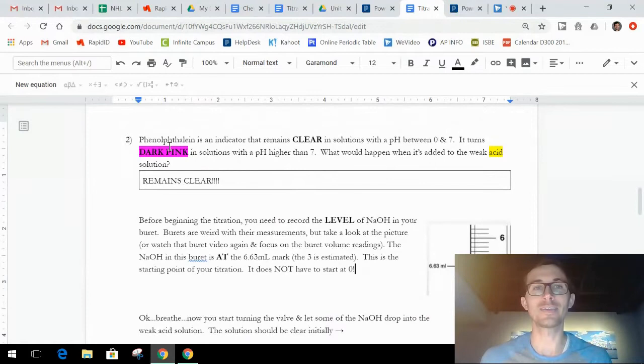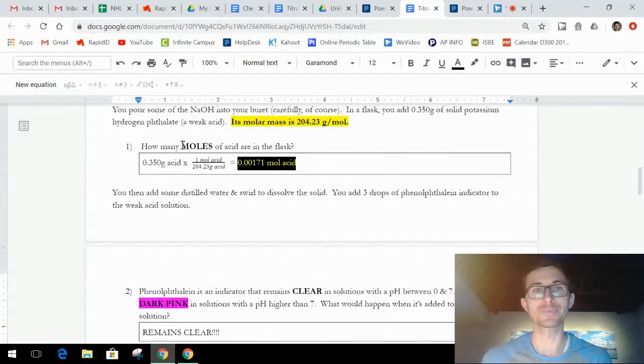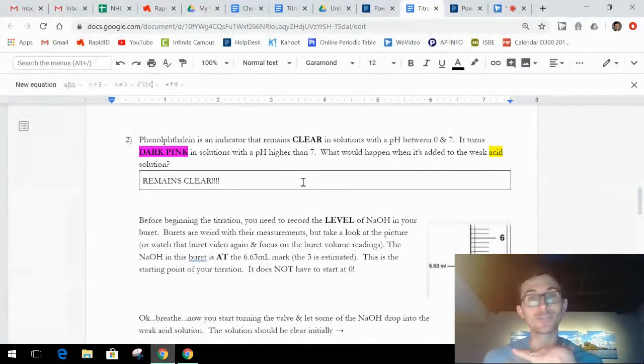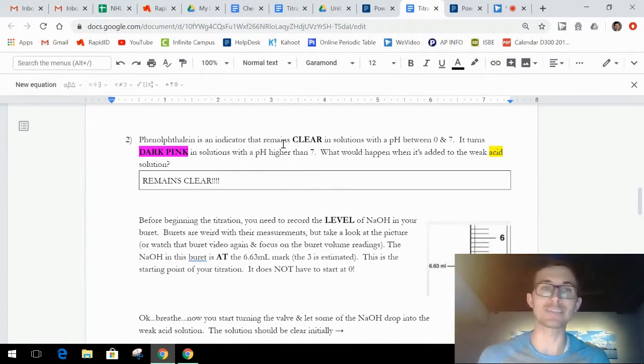Because for the indicator, if I add base to an acid, we talked about this before the break, this potassium hydrogen phthalate, the acid starts to neutralize. And at the end point, the solution is completely neutralized. So all of the acid is used up and all the base neutralized it. And so in general, when that happens, you should have a pH slightly higher than 7. So you're going to have a slightly pink solution because all the acid is gone because the base neutralized it.